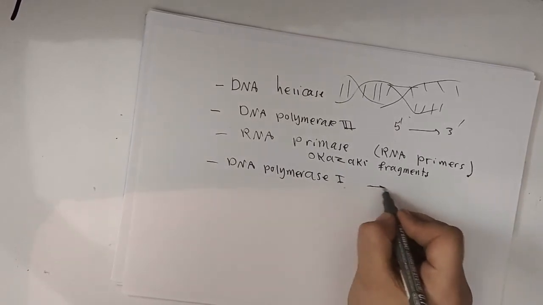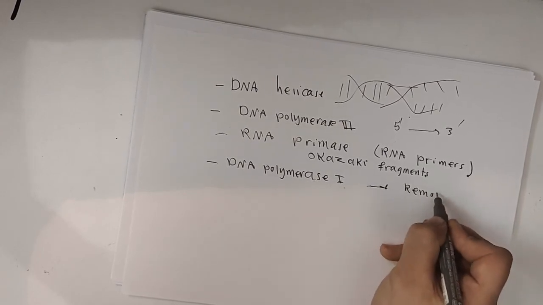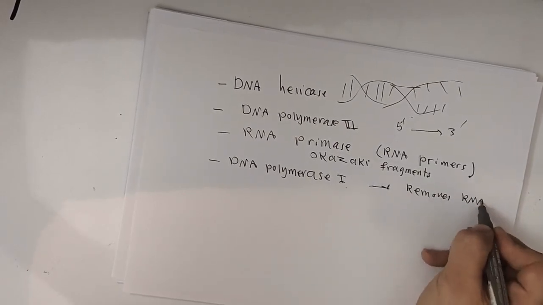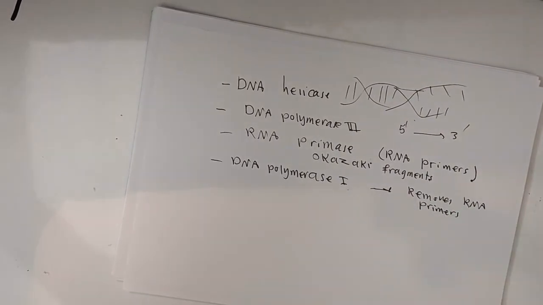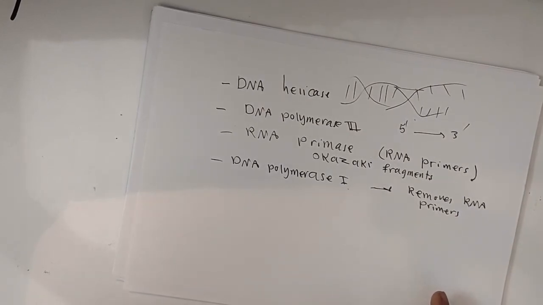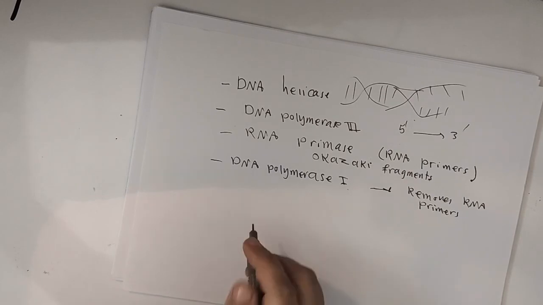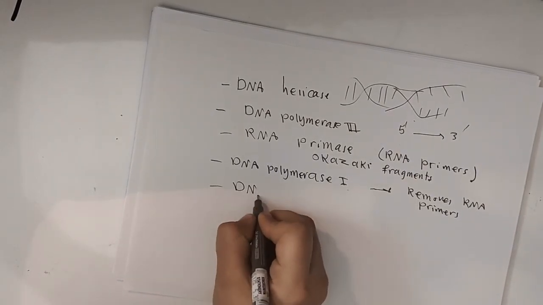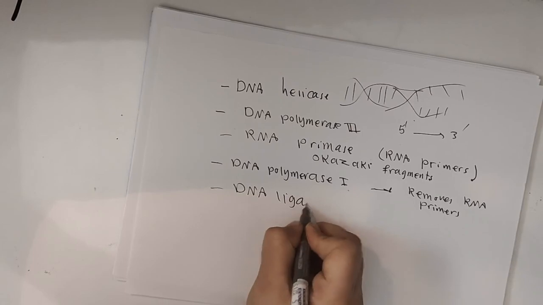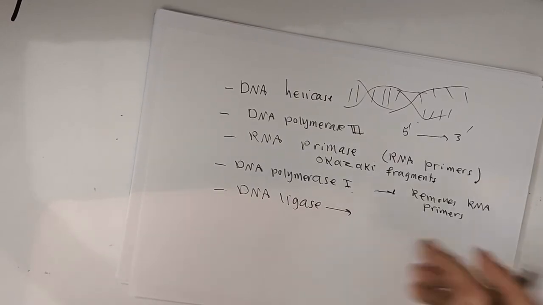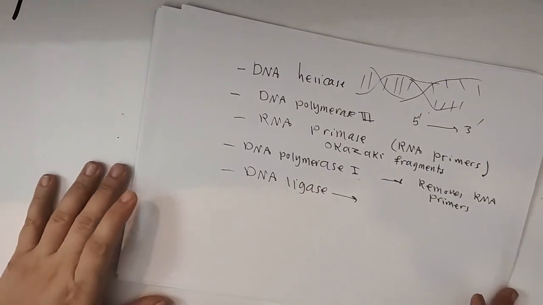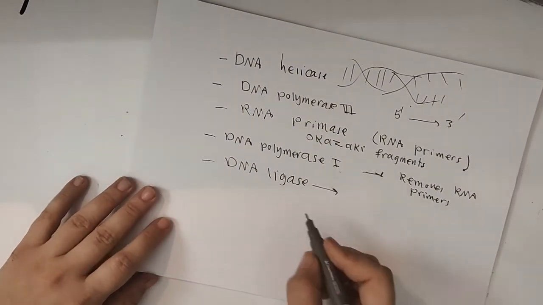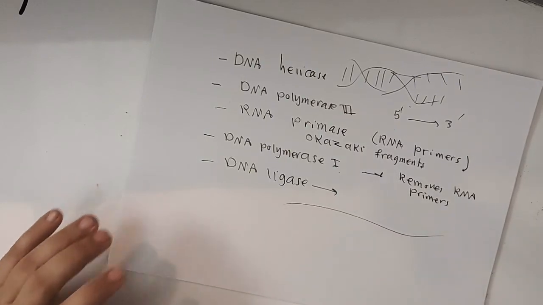So it removes the RNA primers. What is left now? What is left is the Okazaki fragments. After that, we have DNA ligase. This is the last one that comes and joins those Okazaki fragments together to complete the replicated DNA strand. And that's the whole story.